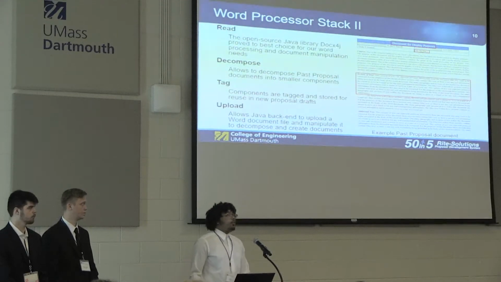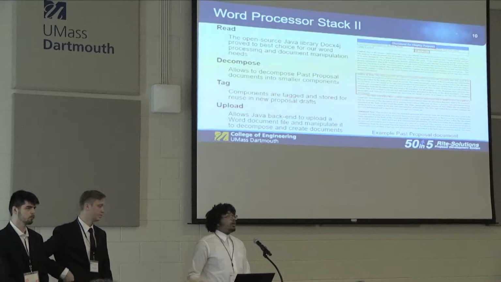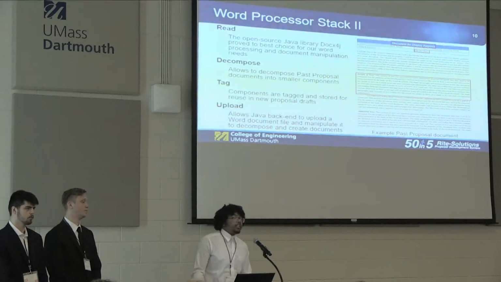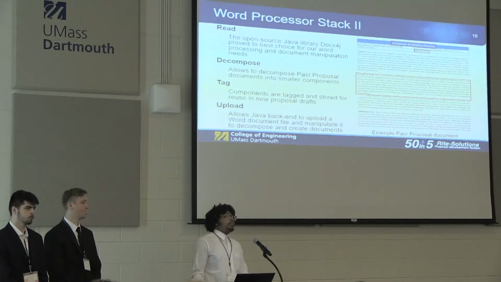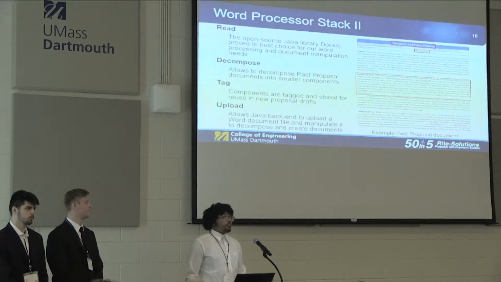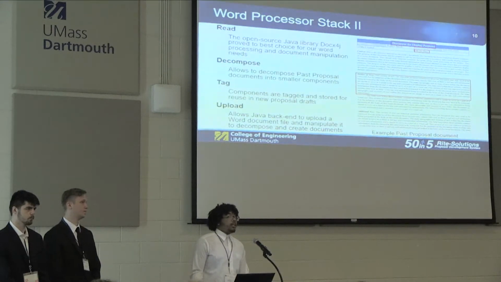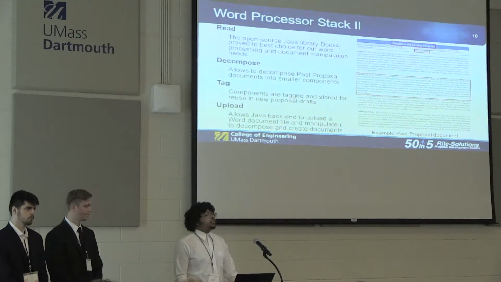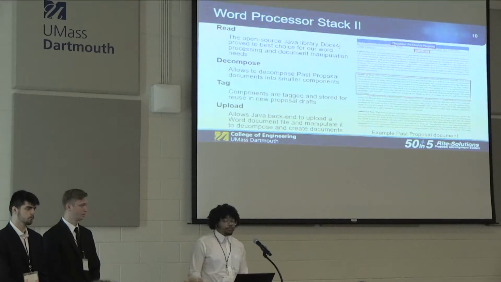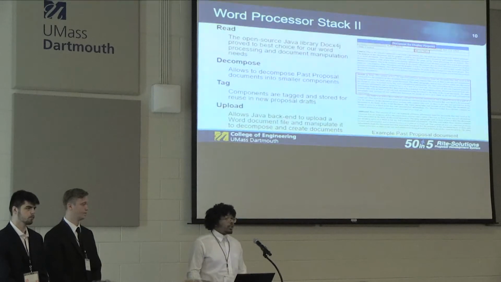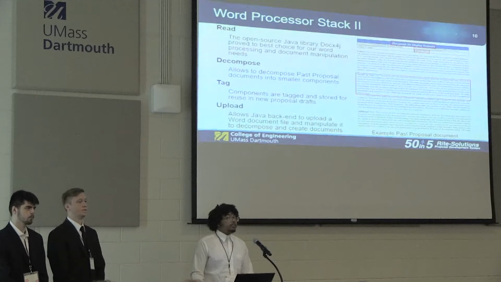To continue on our word processor stack, I'm going to talk about another component that Valerie mentioned as well, called docx4j. It's an open source Java library for document manipulation, and we use this Java library in 4 unique ways. We use it for read, decomposition, tagging, and uploading. For reading, the application can look through a document and recognize the text that's within it. In decomposition, this document can then be broken down into smaller components. With those components, they are able to be tagged and stored for later use in a database for newer proposal drafts. And with upload, the Java backend is able to upload a Word document, so all of these document manipulation methods can happen.